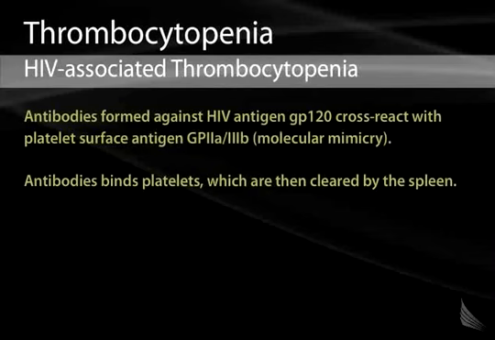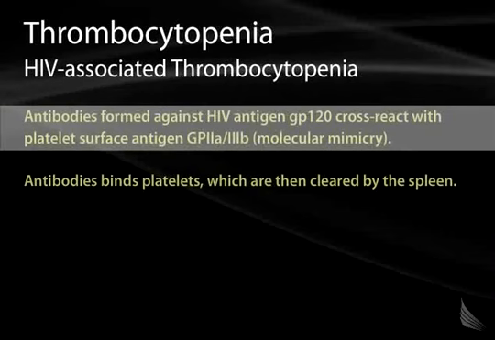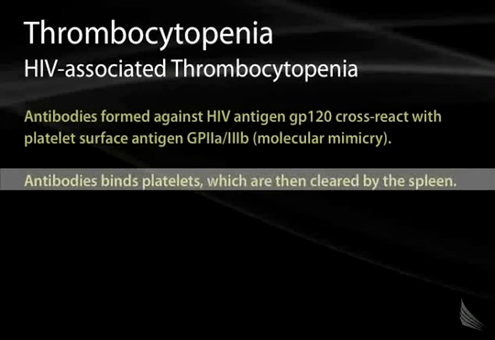HIV-associated thrombocytopenia occurs when antibodies against the HIV gp120 antigen cross-react with platelet surface antigen GP IIb/IIIa via molecular mimicry. This antibody binds the platelets, which are then cleared by the spleen.